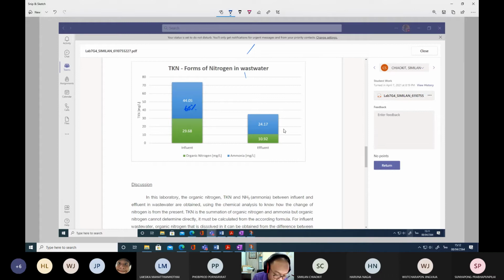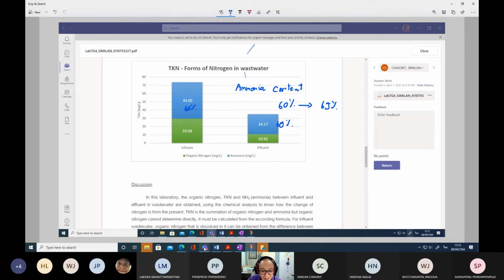What about this one? The ammonia is percent. The ammonia contents increased from 60% to 69% ammonia content, increased from 60% to 69%. What does it mean?